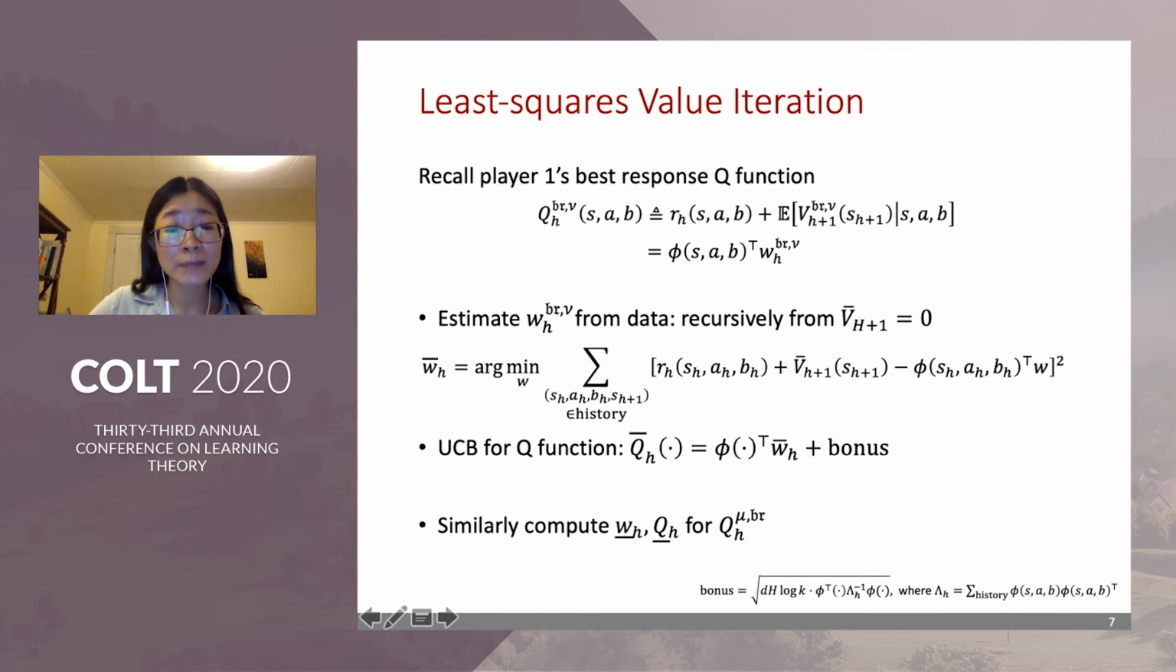Now, given the UCB and LCB for the Q function, the next question is how the players use these estimates to play optimistically with respect to their own goals. Note that the estimates of the coefficients w depend on the value function for the next step. So in order to ensure the estimates consistently give the UCB or LCB, we require the value function to be a valid UCB and LCB for the Nash value function as well.